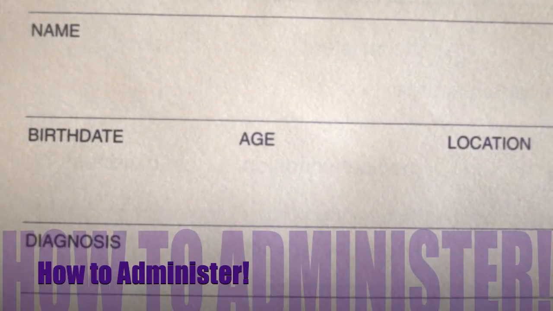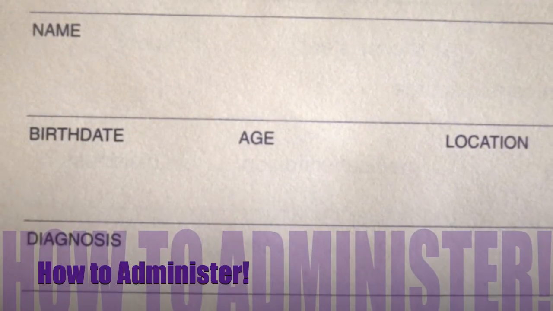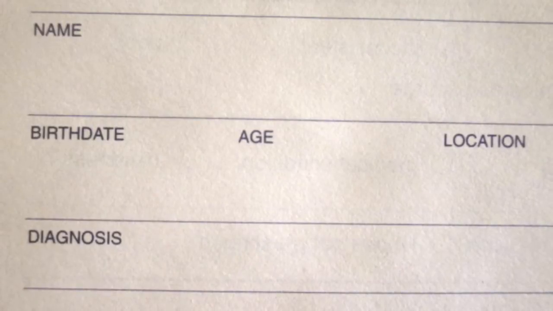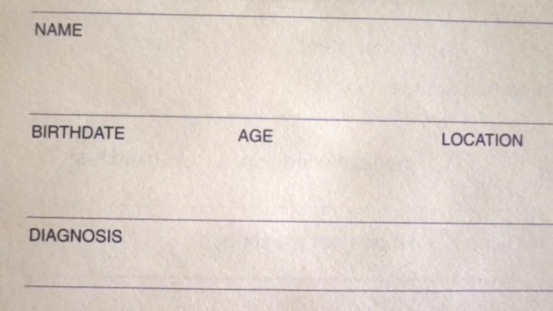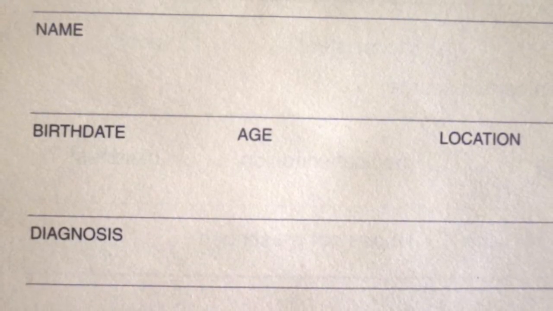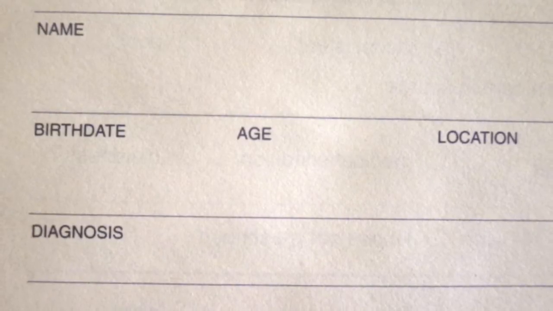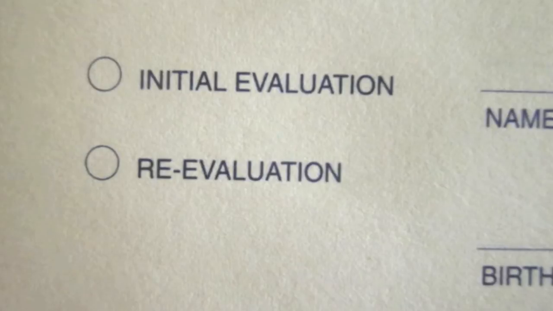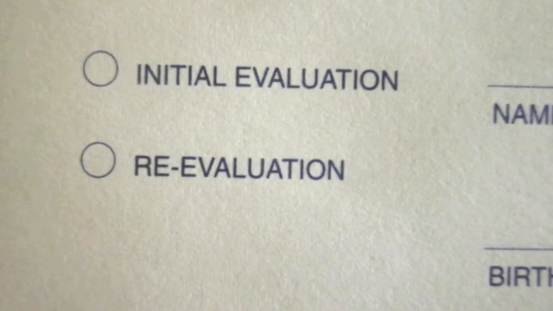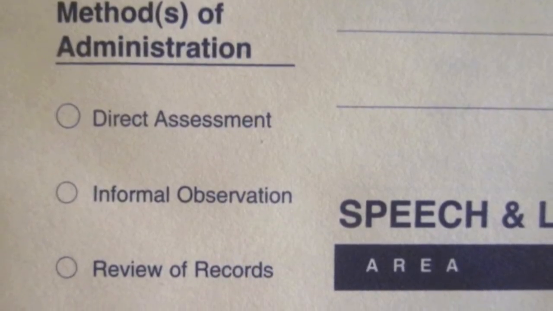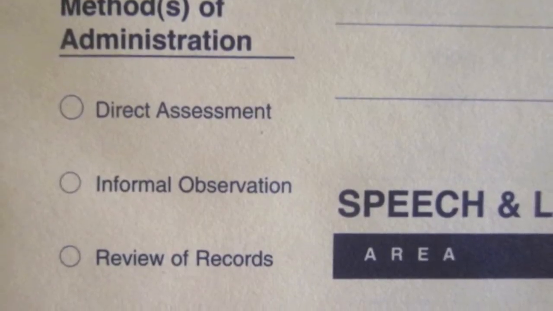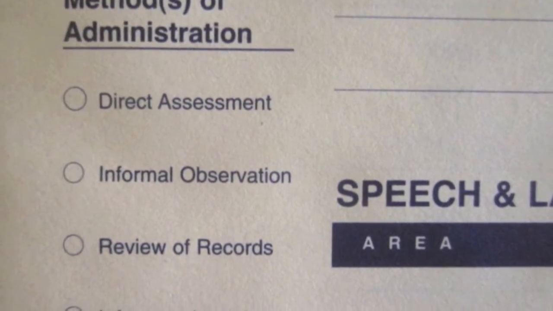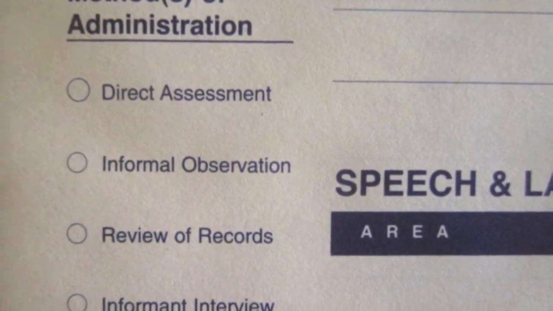How to administer the test. Complete the top portion of the first page of the record form with the client's information, such as their name, date of administration, birth date, age, and where the assessment was held. Next, check off the proper box. Is it a re-evaluation or initial evaluation? Also, what method of administration did you use? Direct assessment, informal observation, review of records, or informant interview.